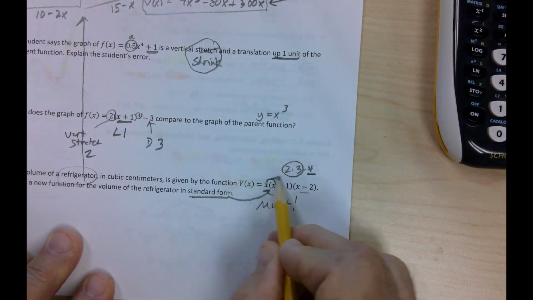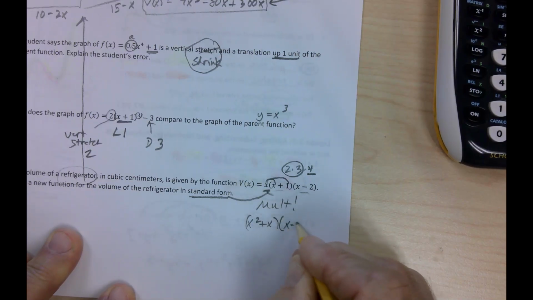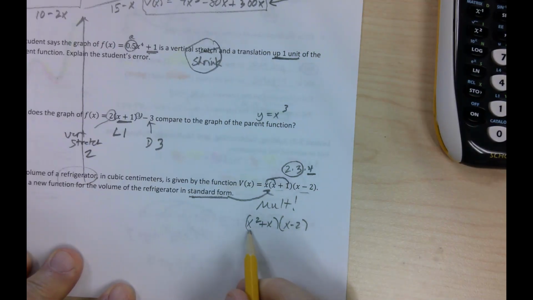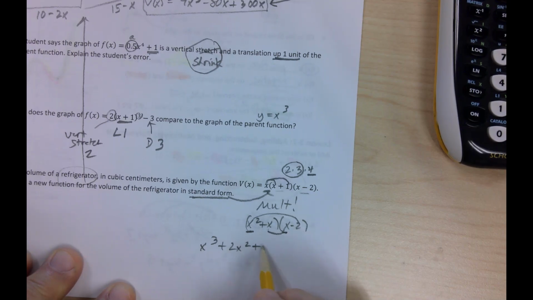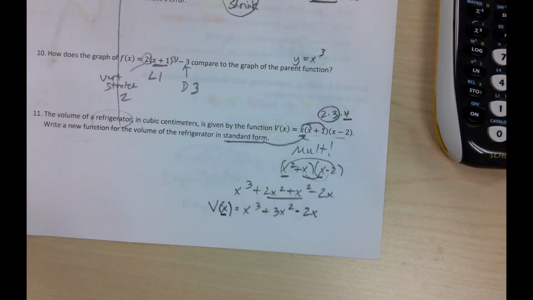So let's just distribute that x. That'd be x squared plus x times x minus 2. Now we have a FOIL situation. This times this is x cubed. This would be 2x squared. This would be x squared. And this would be minus 2x. We got some like terms here. So x cubed, if you want to get fancy, volume, depending on x, is equal to x cubed plus 3x squared minus 2x. That's it for that one.